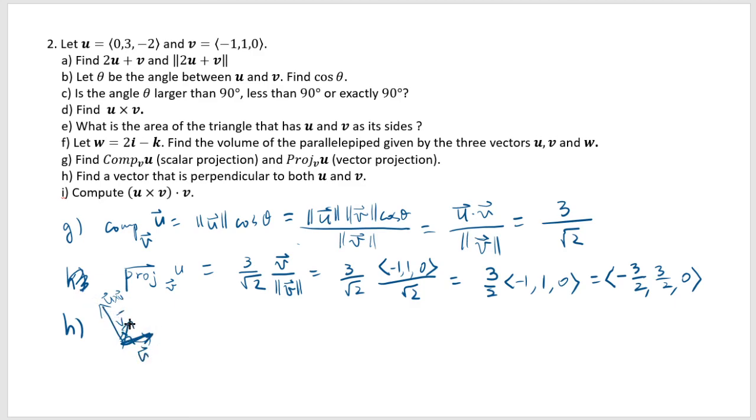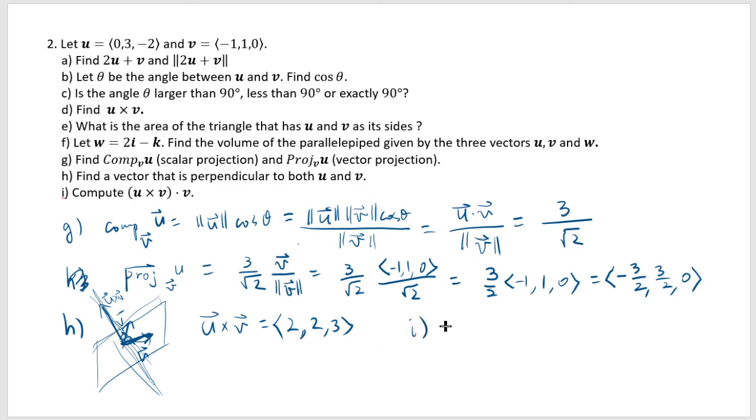And any other vector that's perpendicular to both would have to be perpendicular to the plane given by U and V, so it would be parallel to this U cross V. So there are many vectors that are perpendicular, but it has to be parallel to the cross product. But we already did the cross product calculation. It was 2, 2, 3, right? So that's it. That's the vector perpendicular to both U and V. It's an example of a vector that's perpendicular to U and V.